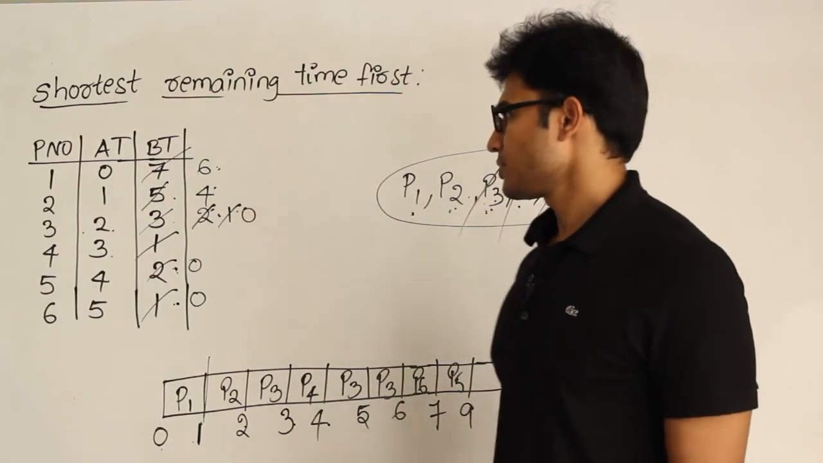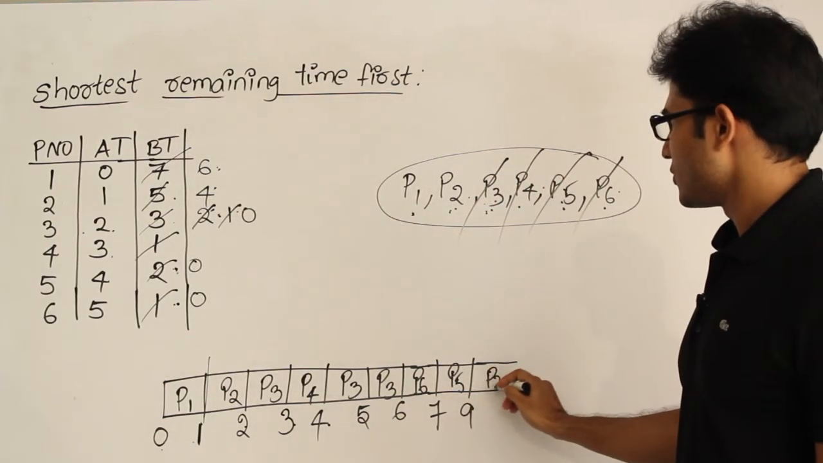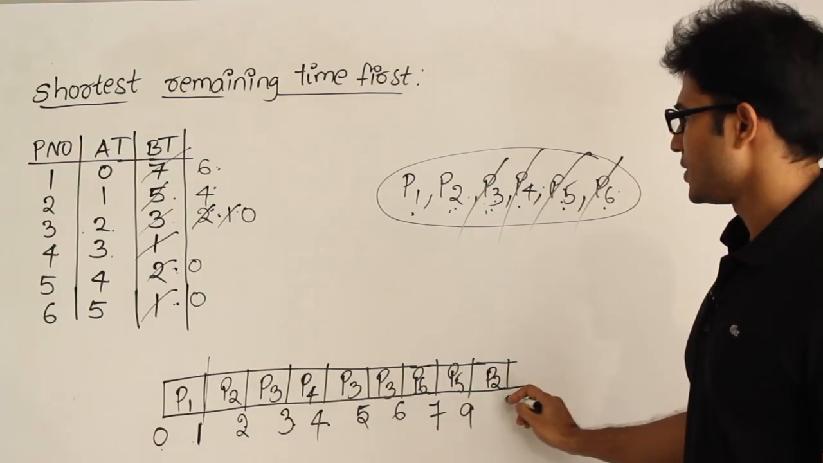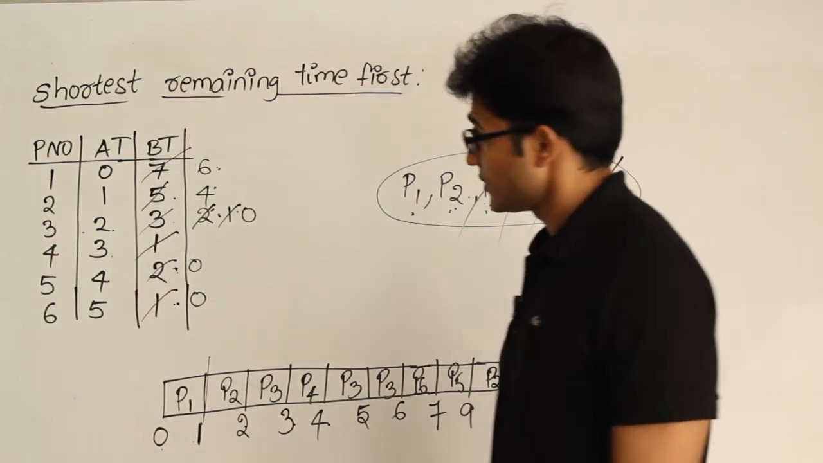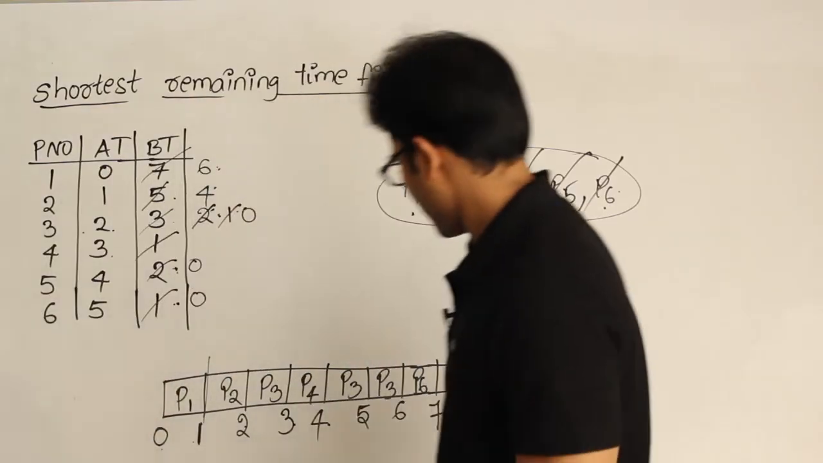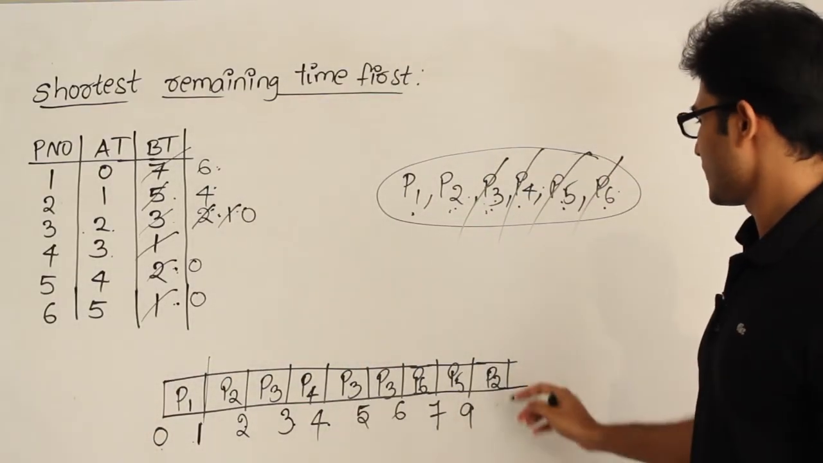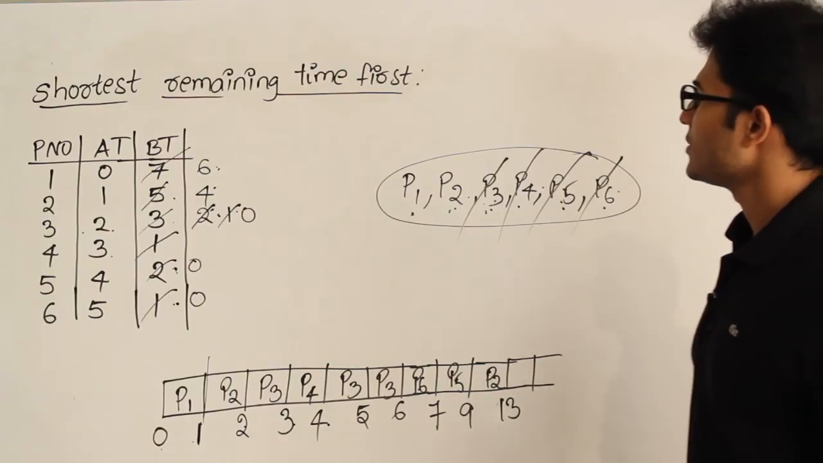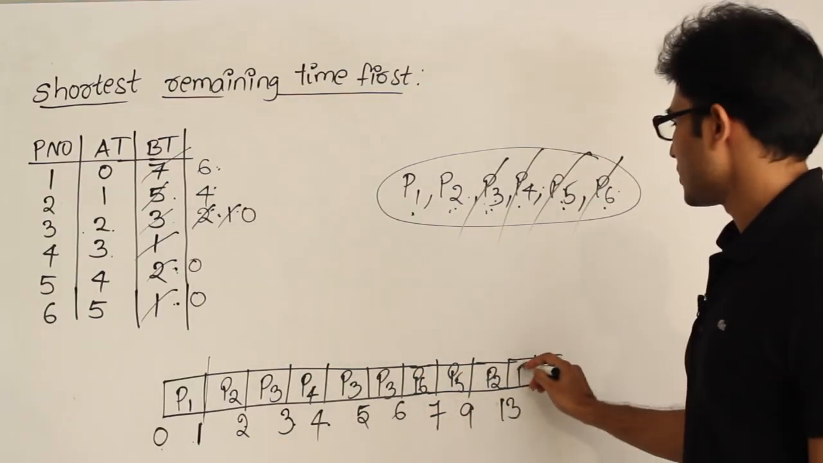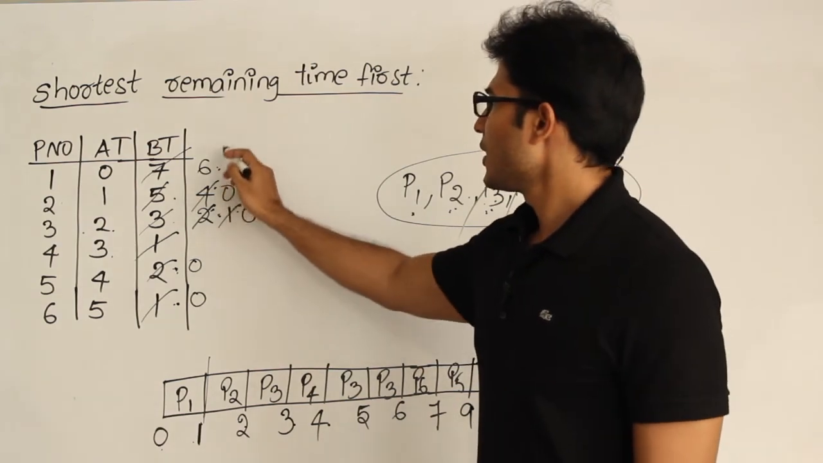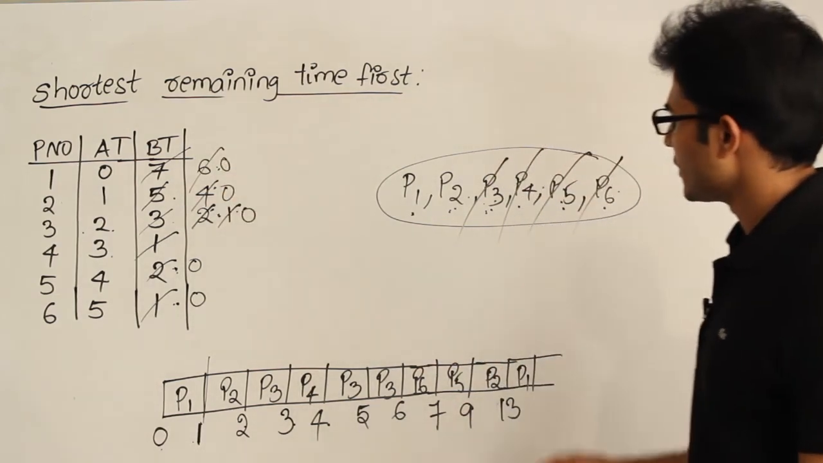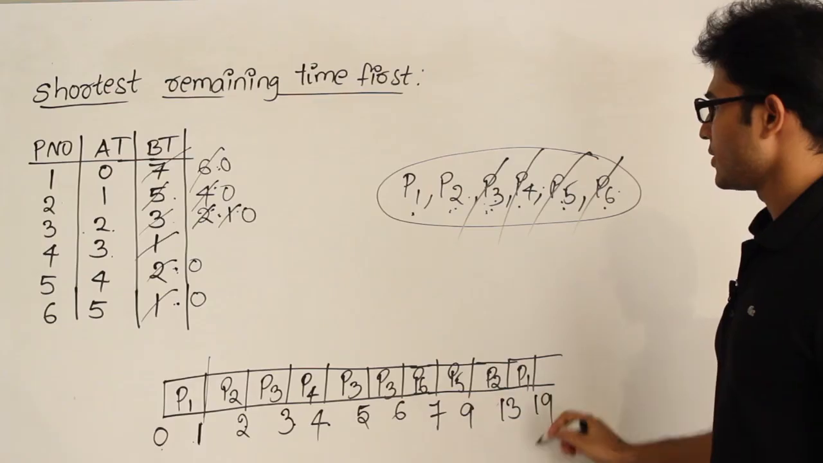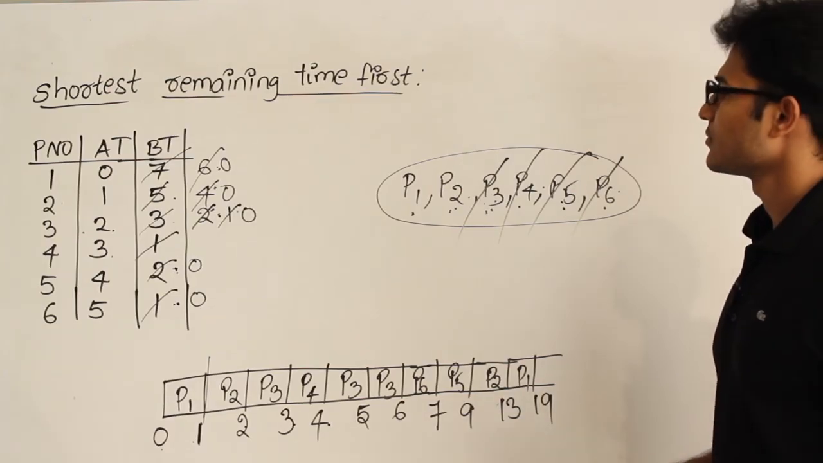Among these two, the shortest one is P2. Yes, P2 will be picked up, whose time will be 9 plus 4, which is 13, right? And then the next one which will be picked up is P1, the last one. So this is also 0, and finally this one will be picked up, which will run for 6, therefore 19. So P1 takes 19.